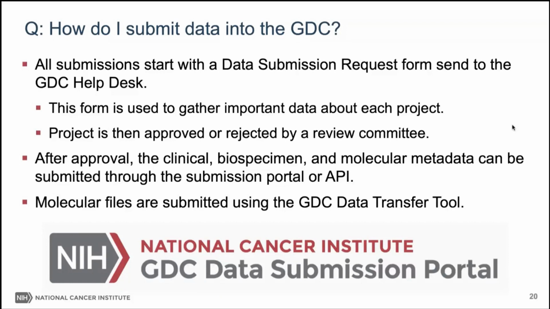So number one, how do I submit data into the GDC? All submissions start with a data submission request form that's sent to the GDC help desk. This form is used to gather important data about each project, including which experimental strategies, how many patients, and then the project is approved or rejected by our review committee. And this is based on the amount of data and how much the data fits in with the GDC's overall mission. So it does usually need to be cancer molecular data.